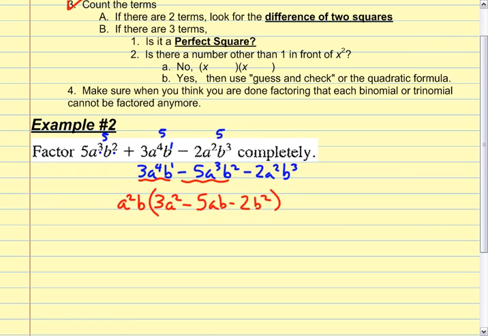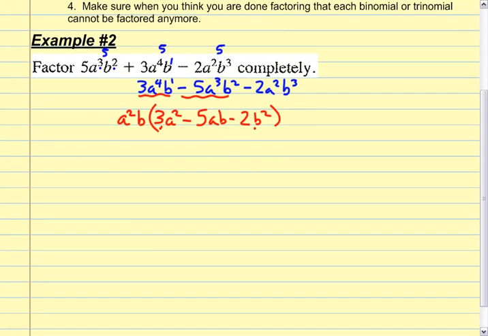Okay, nice. Now, I need to count the terms. There are 3. If there are 3 terms, is it a perfect square? Well, I can see it's not, because that's not a perfect square and that's not a perfect square. So it's not a perfect square. Is there a number other than 1 in front of the A squared? And there is, and it's a 3. Since these numbers are small, I'm probably going to use guess and check on this one. Because I've got 3 in front, and I know that has to be either 3 and 1, that's all it can be. I've got negative 2, so that means it can be negative 1, 2, or 1, negative 2.